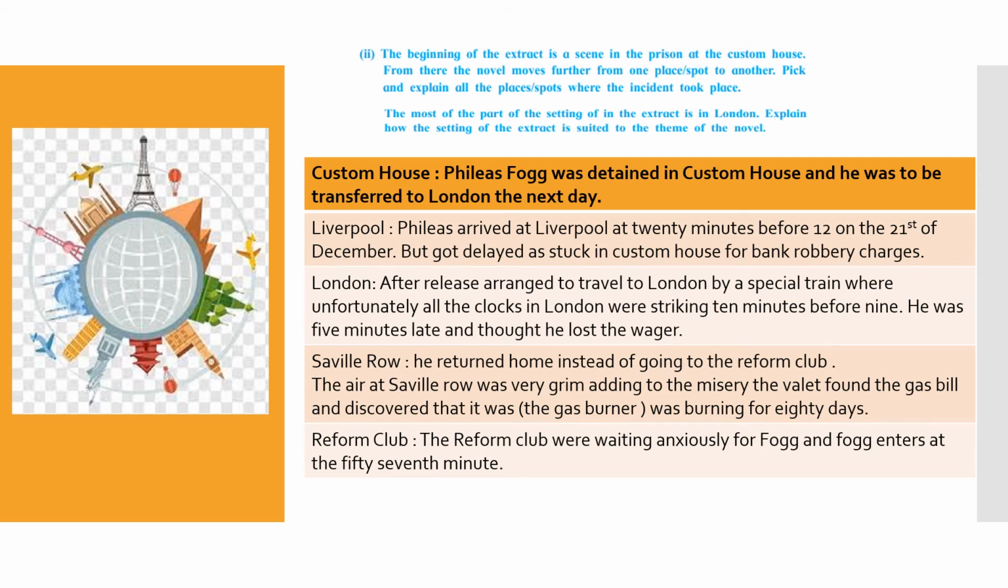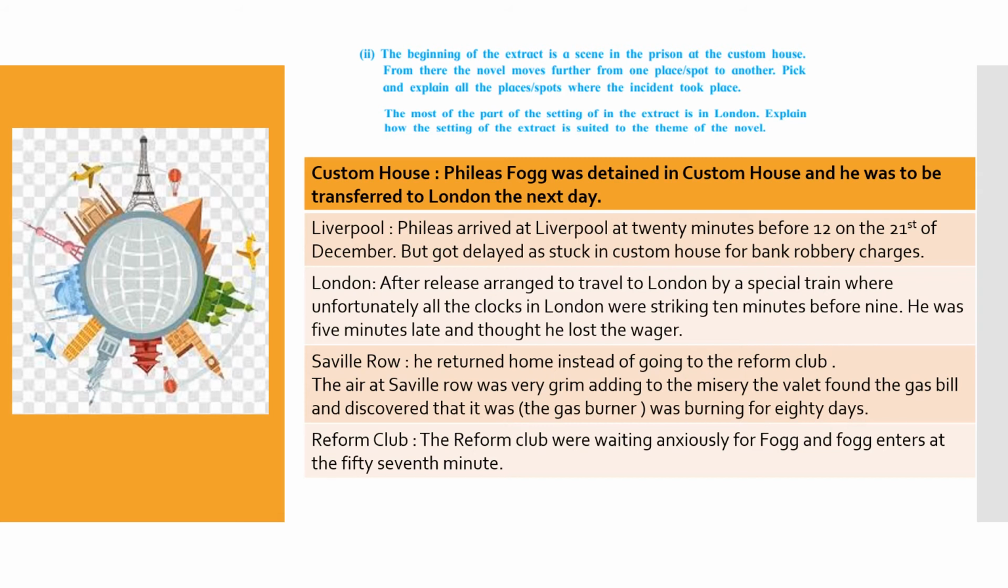He returned home instead of going to the Reform Club, as he was under the impression that he had lost the bet. He gave instruction to Passepartout to purchase some provisions and went to his domicile. The air at Saville Row was very grim, adding to the misery. The valet found the gas bill and discovered that it was burning for 80 days.